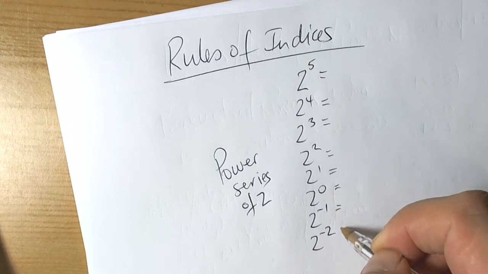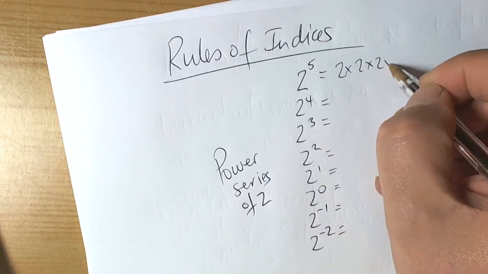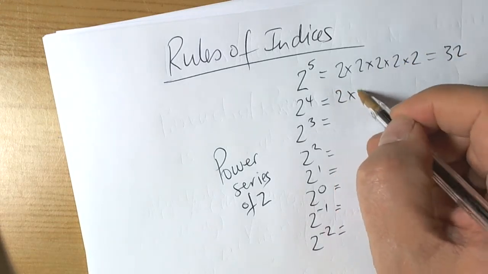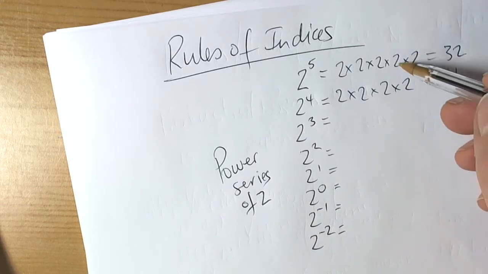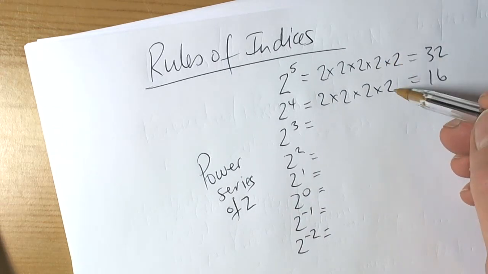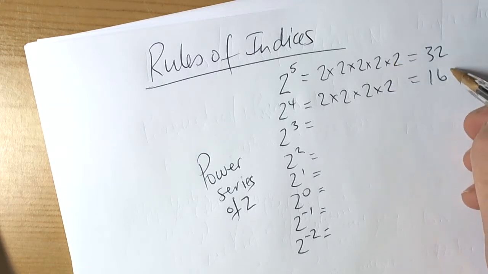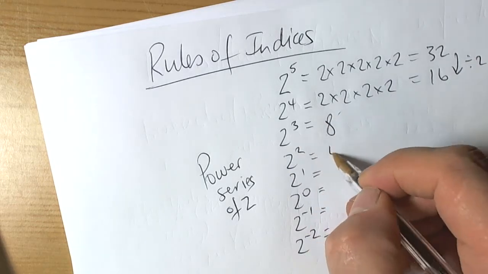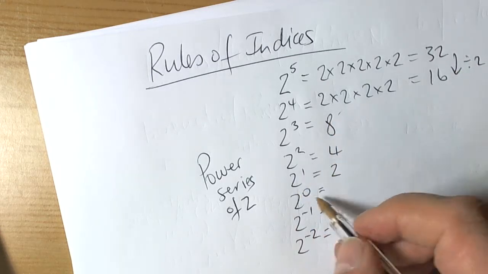So what we need to notice is this. 2 to the power of 5 we recognise means 2 times 2 times 2 times 2 times 2, which gives me 32. 2 to the power of 4, 2 times 2 times 2 times 2, which gives me 16, and so forth. So basically, as I keep coming down the power series, I stop multiplying by 1 more 2. So in other words, as I come down, I'm dividing by 2 all the time. So 2 cubed will be 8, 2 squared will be 4, because I halve each time, dividing by 2. 2 to the power of 1 is 2.